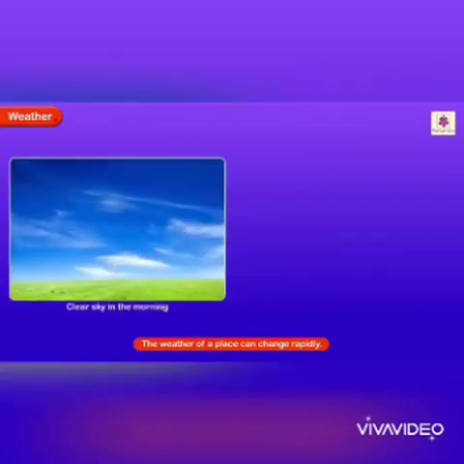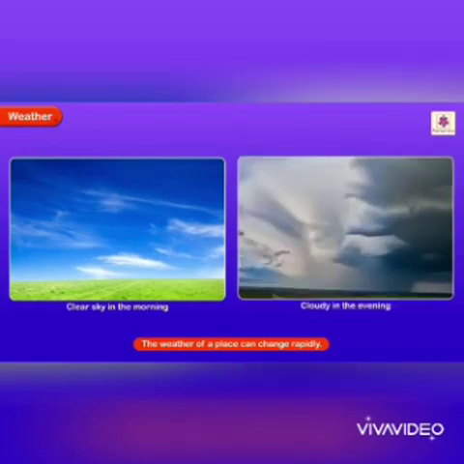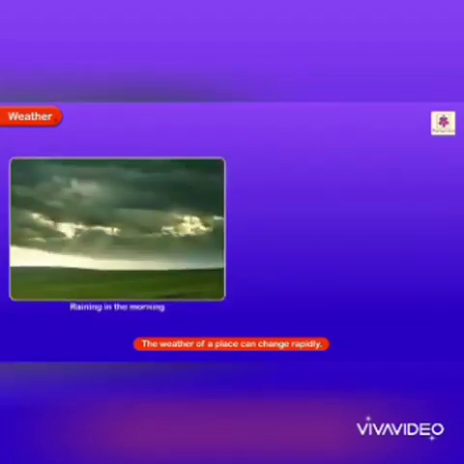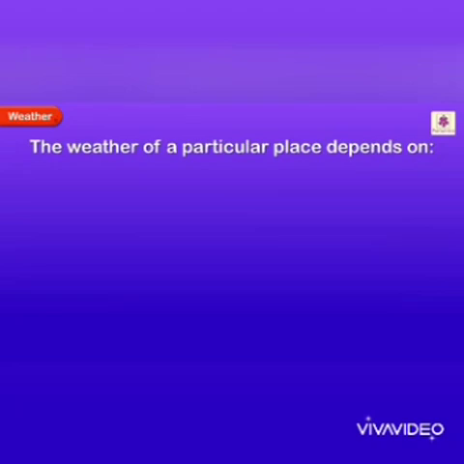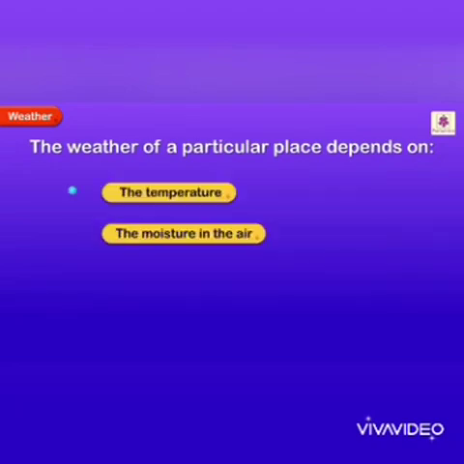Temperature. Temperature is the extent of hotness and coldness of a place. The earth gets heated by the sun. As the sunlight reaches the earth, the land and the seas heat up and warm the atmosphere. This warming up of the atmosphere raises the temperature.